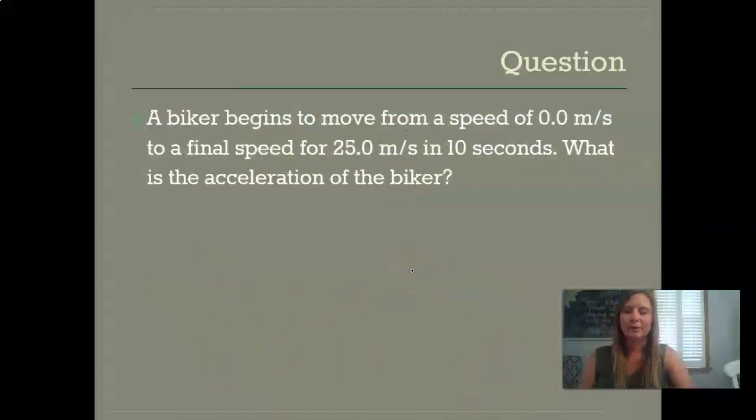Let's look at another one. A bike rider moves from 0 to 25 meters in 10 seconds. What is its acceleration? So take a minute. I want you to set this up into the T-chart and then solve.